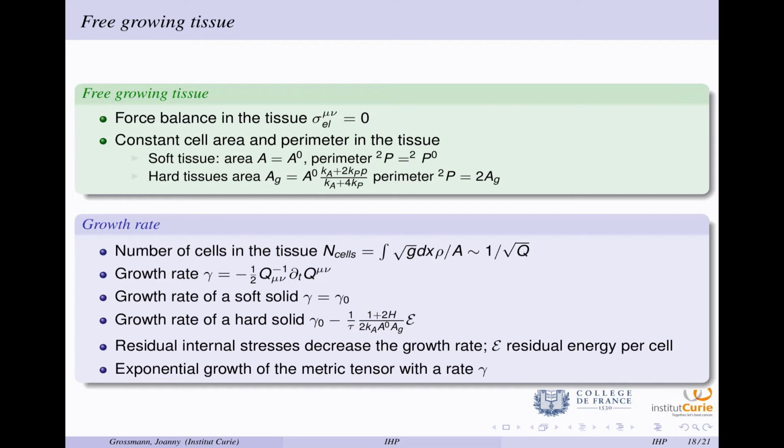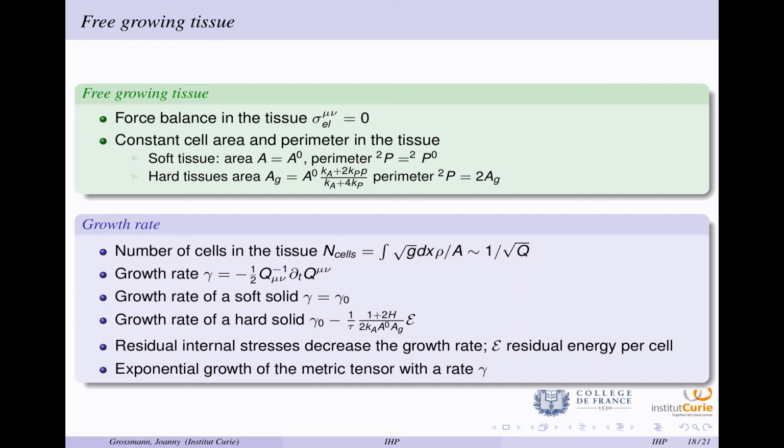So it's different for a soft tissue and a hard tissue. For a soft tissue, you are at the reference area and you are at the reference perimeter. So A is equal to A0, P is equal to P0. For a hard tissue, the tissue is frustrated, so I reach neither the equilibrium area nor the equilibrium perimeter. And if you solve the equation, what you find in the end is that A is A0 times this factor, and P is just twice A0.